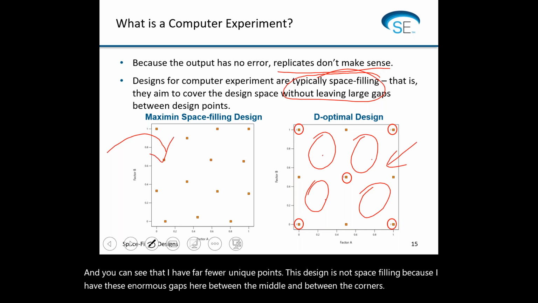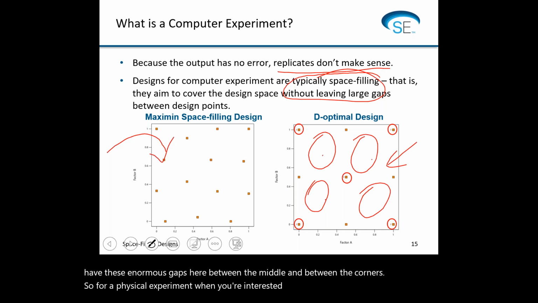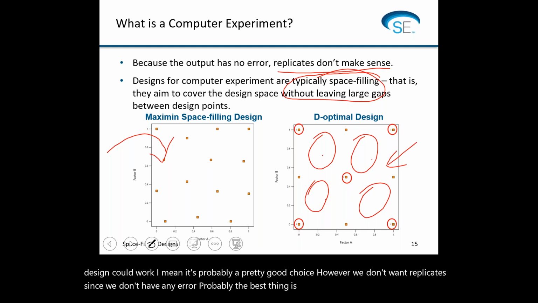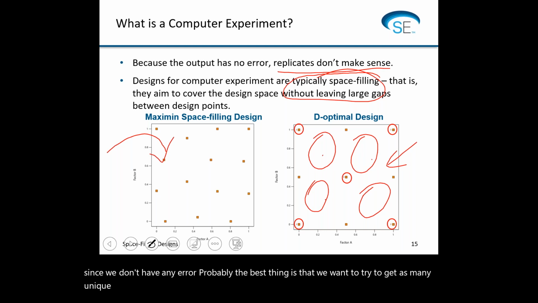So for a physical experiment, when you're interested in fitting a quadratic model, a D-optimal design could work. It's probably a pretty good choice. However, we don't want replicates. Since we don't have any error, the best thing is to try to get as many unique runs as possible. So that's where a space filling design would come in handy.